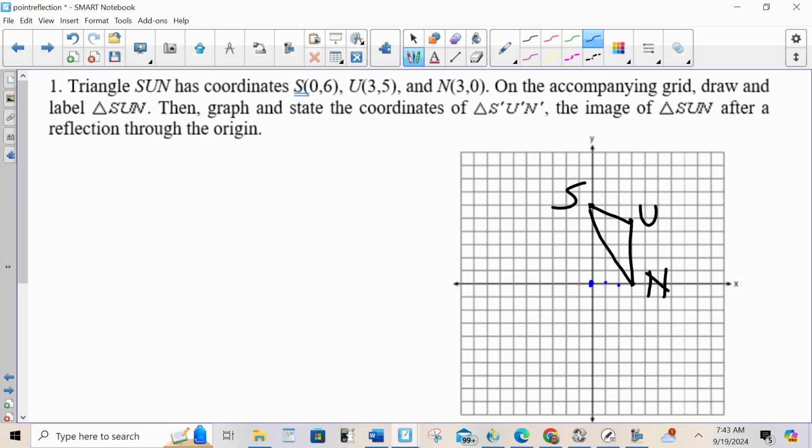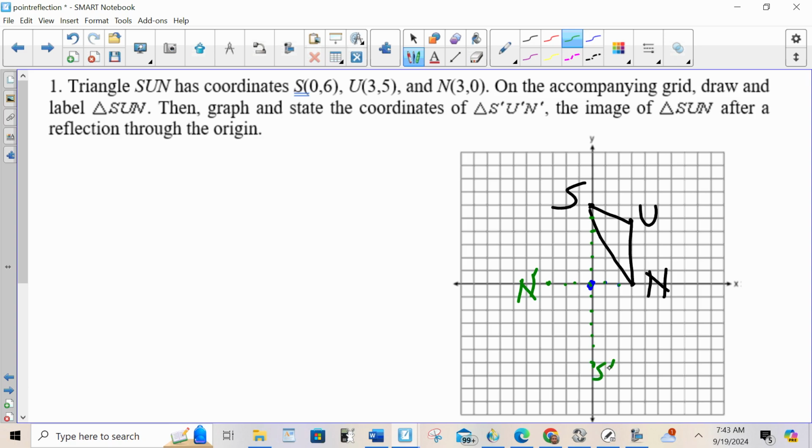Let's just make the origin darker. I need to go left 3. So I'm not going up or down for that particular one. So it's just left 3. 1, 2, 3. That's going to be N prime. S prime, I'm just going down, so it's 1, 2, 3, 4, 5, 6.